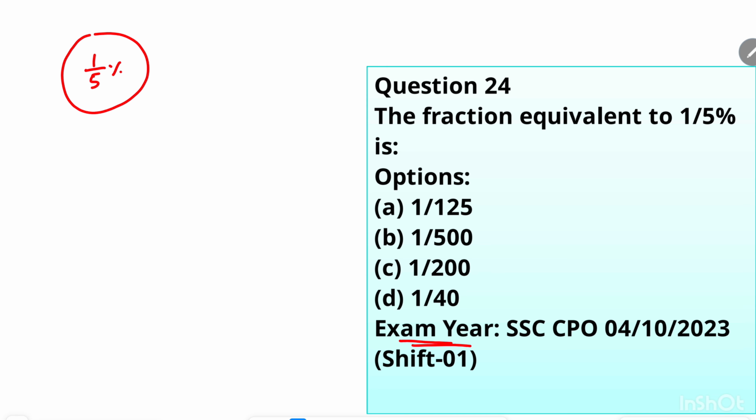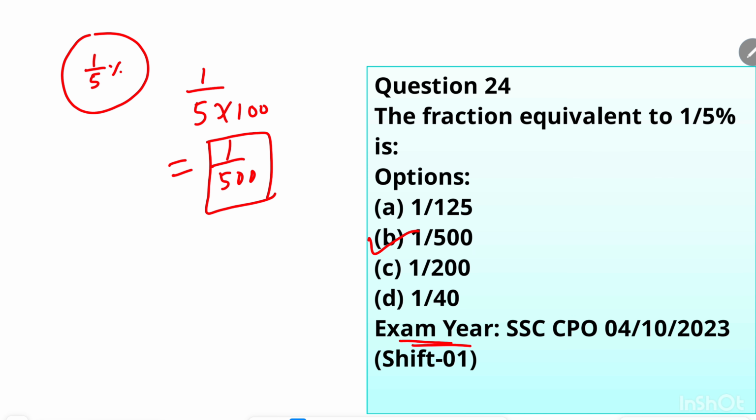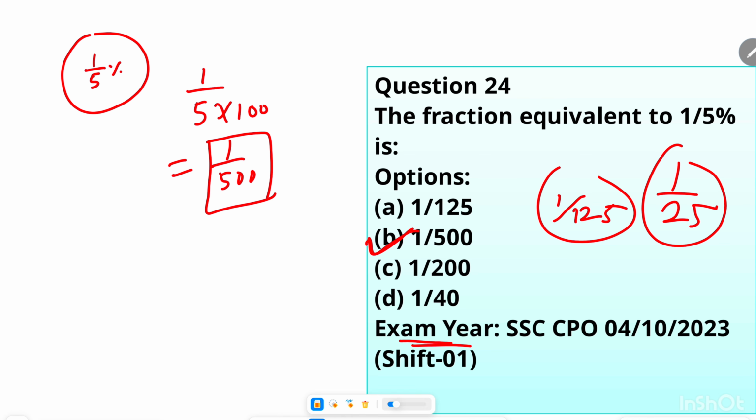1 upon 5% is, simply we have learned that if we remove the percent, then we have to multiply with 100, right? 1 upon 500, this will be our answer. Which option we have got? The option B is, so wherever you see this sign, 1 and 125, I have written like this because it was a little bit difficult to write in this form in typing, so I did that, you should understand. So this is our option.